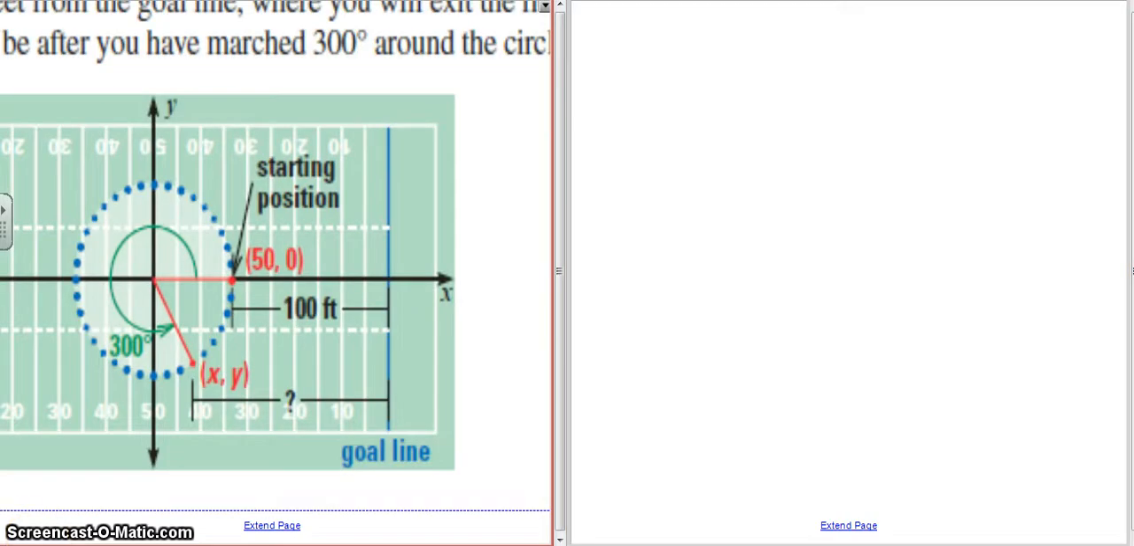So I made the picture a little bit bigger here, and I want to talk about what's going on with this problem. The marching band is forming a circle, and it's 100 feet wide. If it's 100 feet wide, that means this is going to be 50. The radius is going to be 50 feet. And your starting position is 100 feet from the goal line. So that means you are here, 100 feet from the goal line.